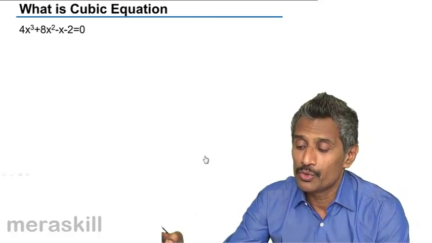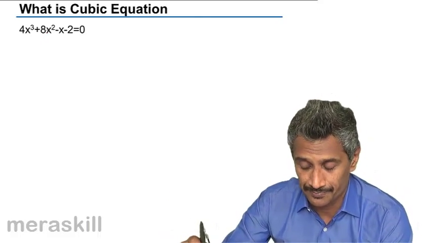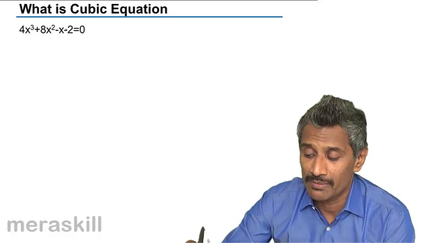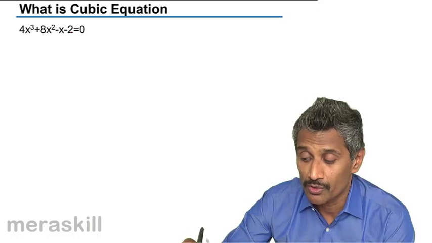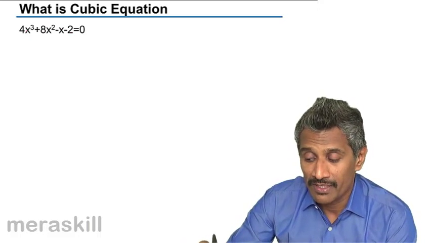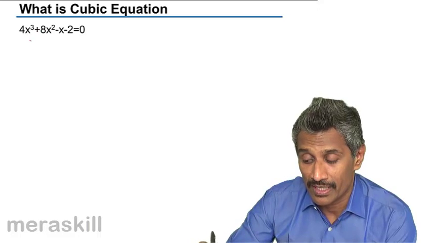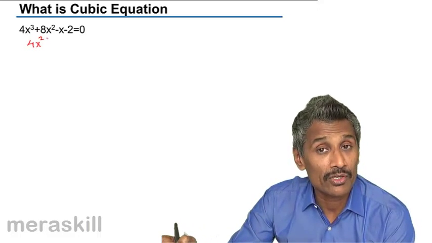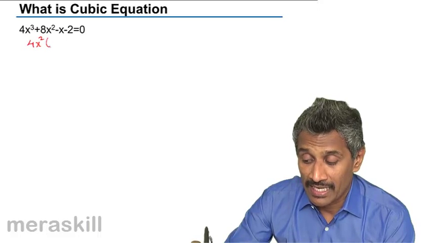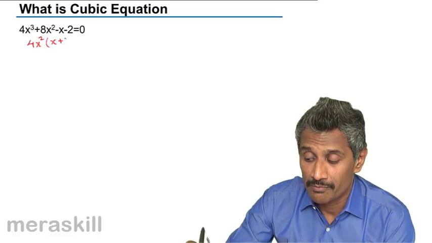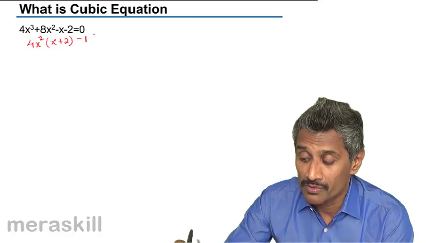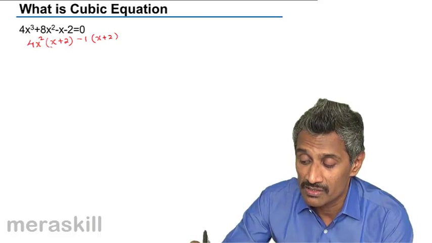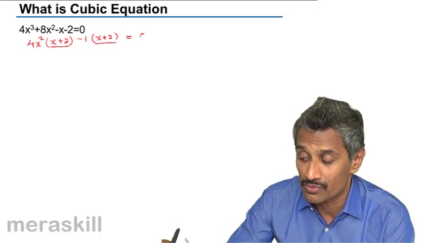Now, for example, you have this kind of a situation: 4x cubed plus 8x squared minus x minus 2. If you observe over here, the coefficient of x square, 8, is twice the coefficient of x cube, 4. Here also this is twice this. So one way of doing it is to take out 4x square common here. When you take 4x square common, you get x plus 2. Again, in these two, we can take minus common so that you get x plus 2 common. Whatever is in this bracket, you need to have the same, is equal to 0.